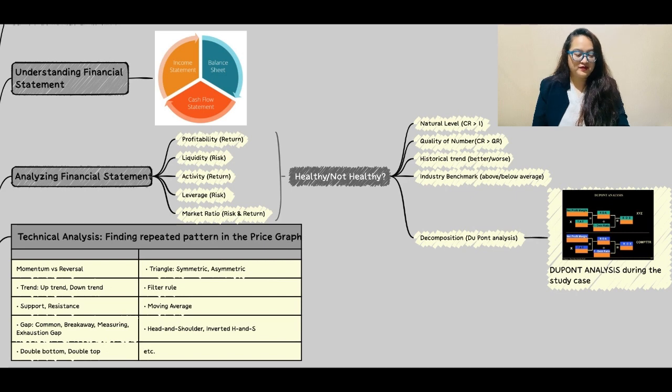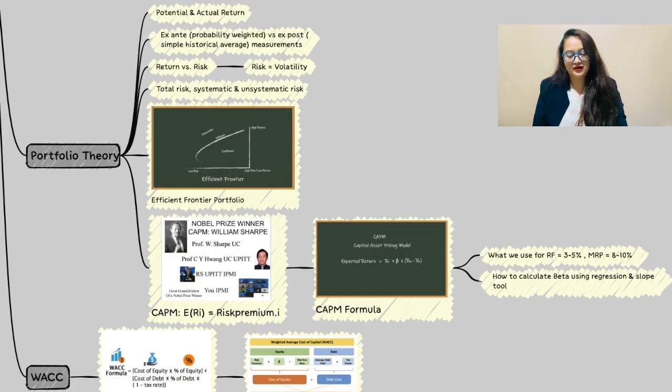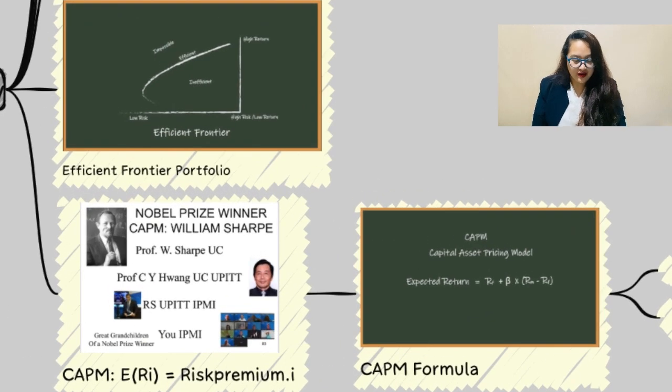Next one is the interesting part, portfolio theory. It is about potential and actual return, probability weighted versus simple historical average, total risk, systematic and unsystematic risk. You can see in the picture here how low risk, high return is connected. It's called the efficient frontier portfolio. And I put a note here that the volatility of your graph will be connected to the risk.